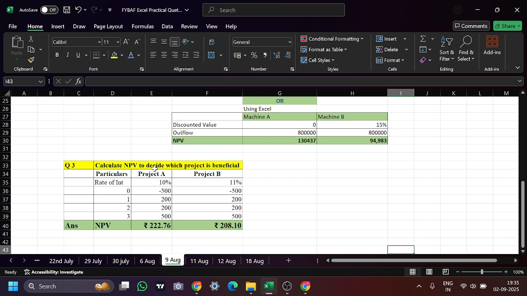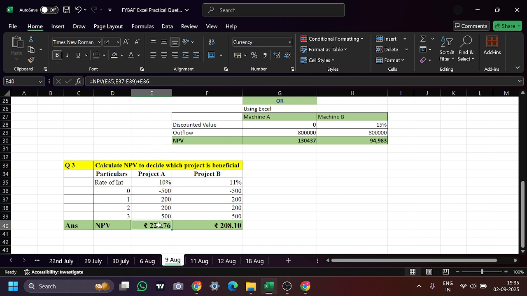Calculate the NPV to decide which project is beneficial. Particulars, rate is given. And projected values are given. Projected values for project A and project B are given. Now the NPV, how are we supposed to calculate? NPV is equal to rate. E35 is nothing but the rate. E35 is over here, rate.